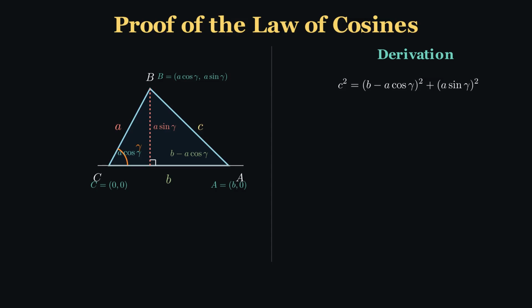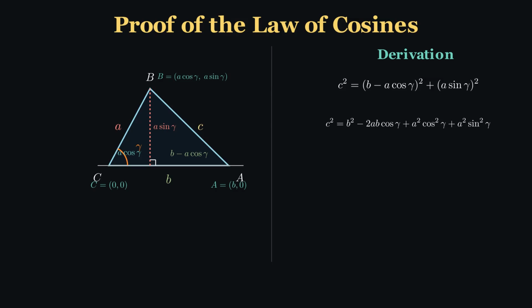Now, look at the right triangle formed by the altitude. The horizontal leg is b minus a cosine gamma, and the vertical leg is a sine gamma. By Pythagoras, the square of side c equals the sum of the squares of these two legs.